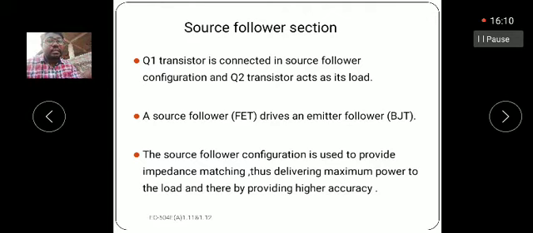Here the source follower configuration is used to provide impedance matching. That means to match the input impedance to the load impedance, we get the maximum power at the load terminal.